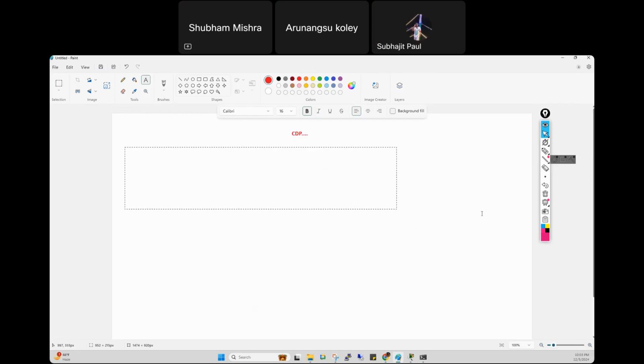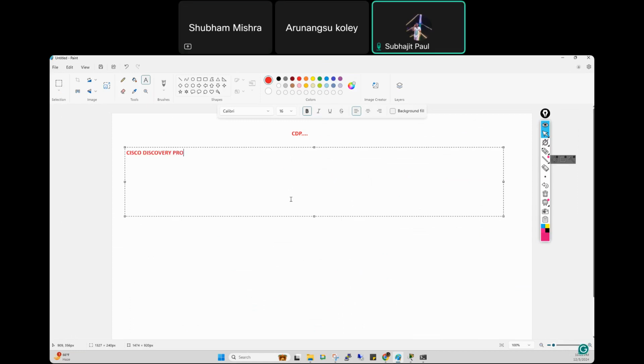Okay, guys. The next topic is CDP. CDP stands for Cisco Discovery Protocol. The first thing you need to remember is that CDP is Cisco proprietary, right? It means it is developed and managed by Cisco. है ना? याद रहेगा ना everyone? That is, developed and managed by Cisco.